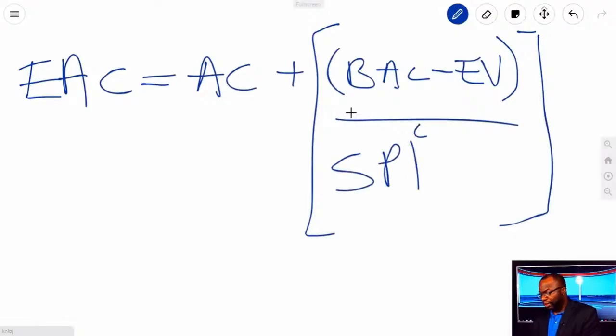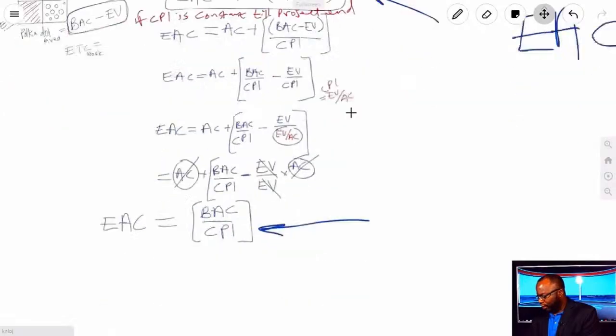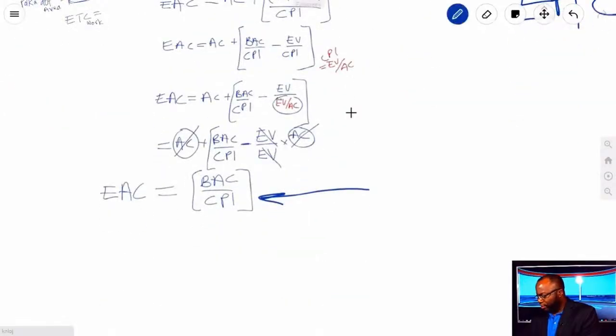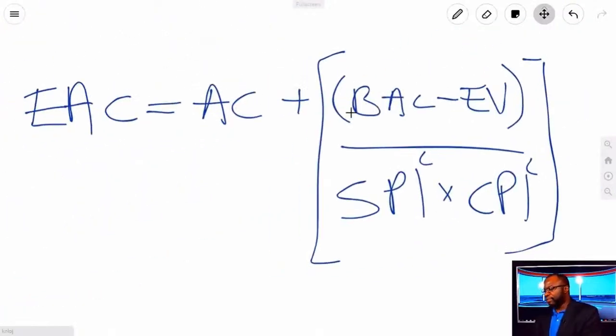Remember, we're talking cumulative SPI times CPI, also cumulative. And I must say that in this one that we looked at over here, don't forget this is also cumulative, okay? These are all cumulative CPIs and SPIs that you use for the EAC. All right? So if you do that, you've got all the formulas.